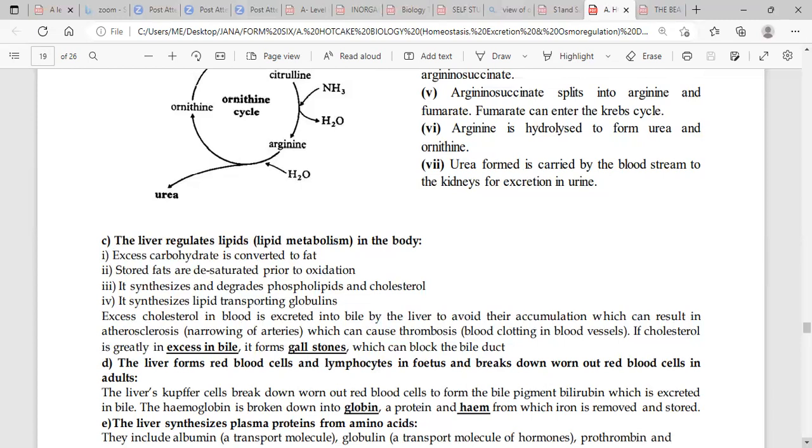This also causes thrombosis, that is blood clotting in the blood vessels. If cholesterol is greatly in excess in bile, it forms gallstones, which can also block the bile duct. So cholesterol has a lot of dangerous side effects, so it shouldn't be allowed to accumulate in large amounts in the body. That is how the liver regulates lipids, or lipid metabolism, in the body.